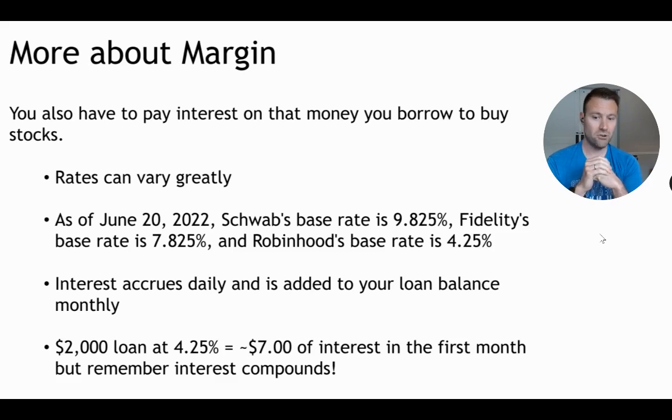Interest accrues daily. It's added to your loan balance monthly. So basically the way that would work on a $2,000 loan at 4.25%, it's about $7 a month of interest in the first month. So keep a couple of things in mind. Obviously, if $2,000 becomes $20,000, that number goes up significantly. And then each month that interest compounds. So the next month you're going to pay interest on that $2,000 loan plus the $7 you've already gained in interest. So it keeps compounding and goes up.